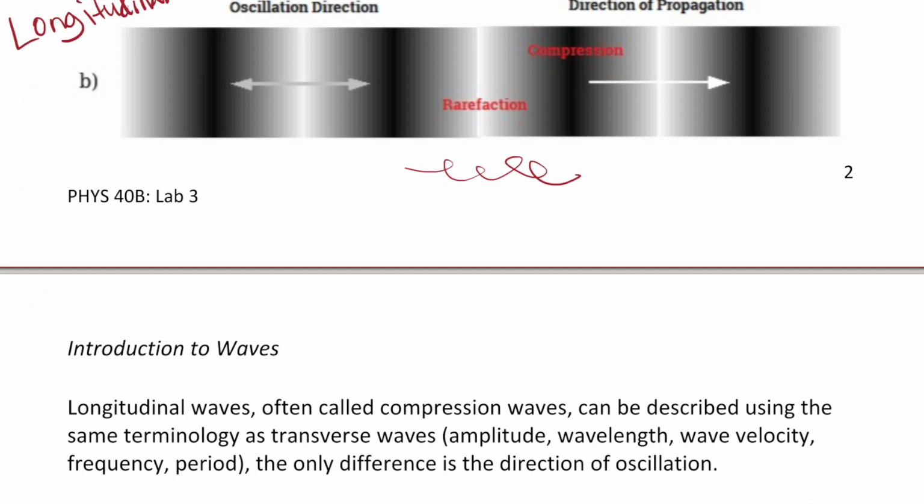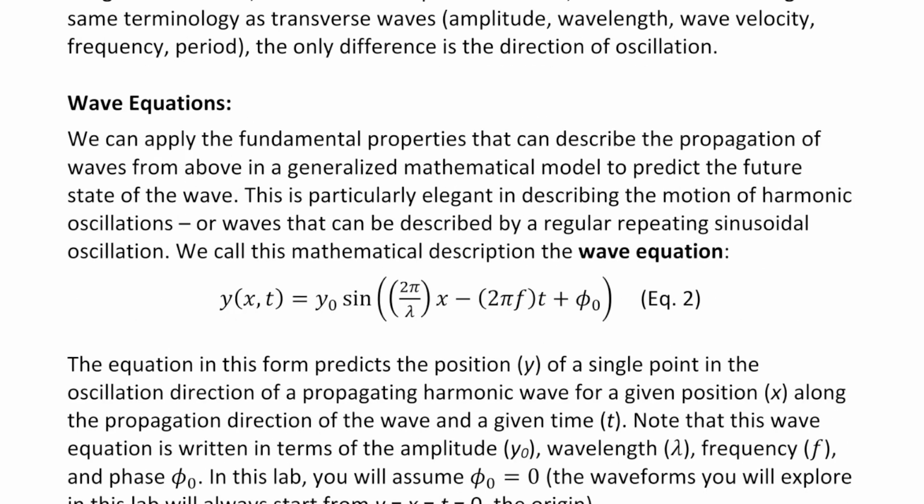There we go. And so the next part was that they introduced the wave equation, which is like a general equation that describes a lot about a wave. So the term multiplied times x, which is a displacement, is related to the wavelength. So this term tells you a lot about the wavelength of the wave. This term will tell you a lot about the frequency of the wave, and it's multiplied times time.